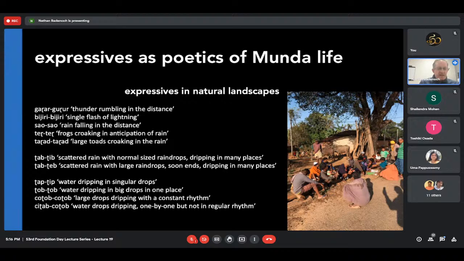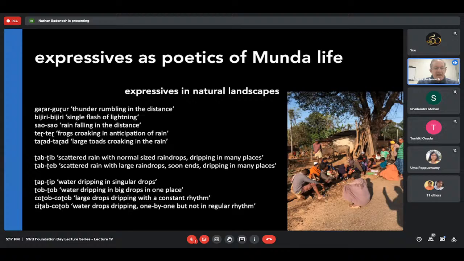And I'm sure that by now already, probably, especially with tap dip and tap dip, speakers of other Indian languages will be thinking of similar words. When we move a bit away from the rain directly to look at water dripping, we hear things such as tap dip, water dripping in singular drops, top top, water dripping in big drops in one place, jotop, jotop, large drops dripping with a constant rhythm, and jitab jotab, water dripping one by one, but not in a regular rhythm. So we see quite a wide range of nuance being conveyed in these expressives. We can also recognize different patterns of reduplication, vowel and consonant alternation.